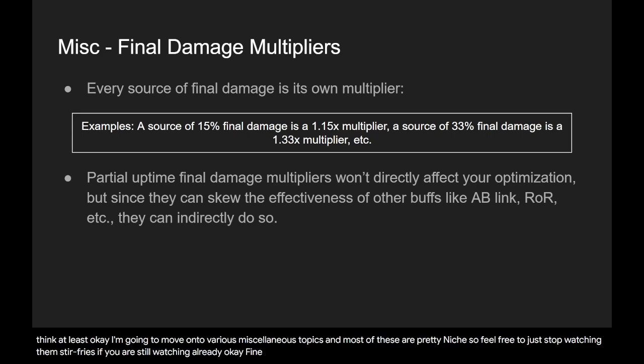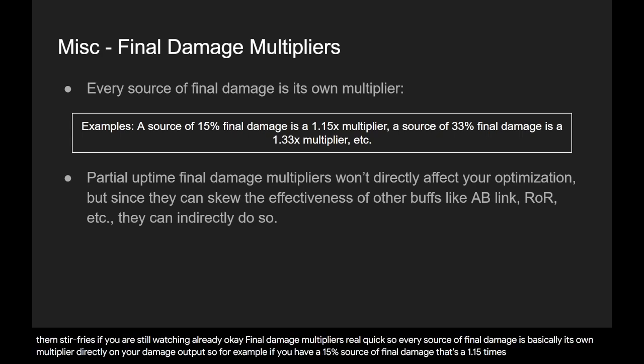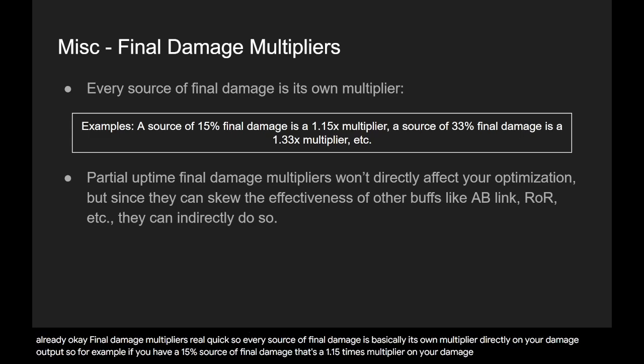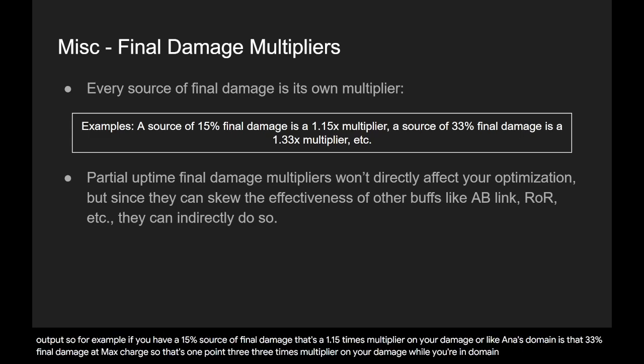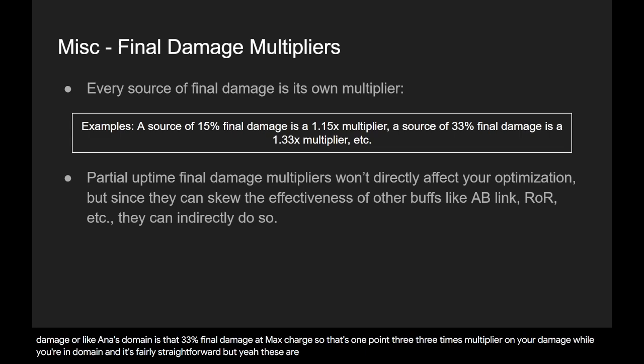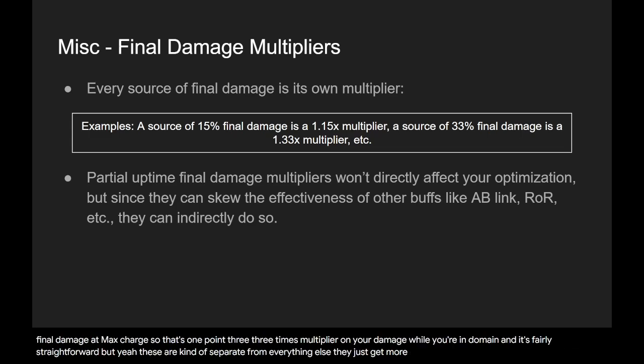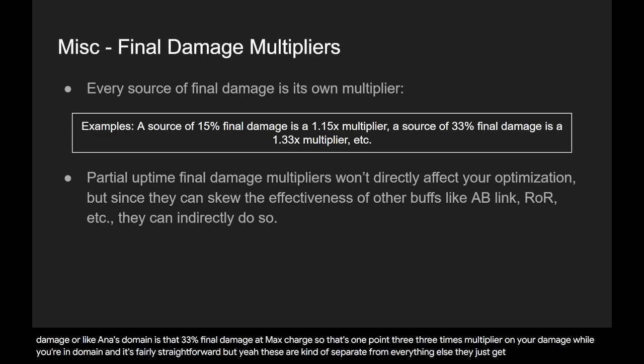Okay, let's talk about final damage multipliers real quick. Every source of final damage is basically its own multiplier directly on your damage output. For example, if you have a 15% source of final damage, that's a 1.15 times multiplier on your damage. Or like Kana's Domain is at 33% final damage at max charge, so that's a 1.33 times multiplier on your damage while you're in Domain. It's fairly straightforward, but these are kind of separate from everything else. They just get multiplied directly on your damage output.